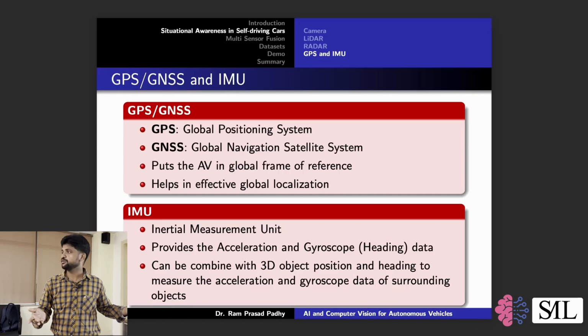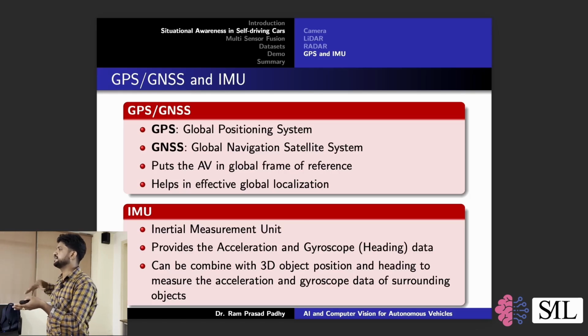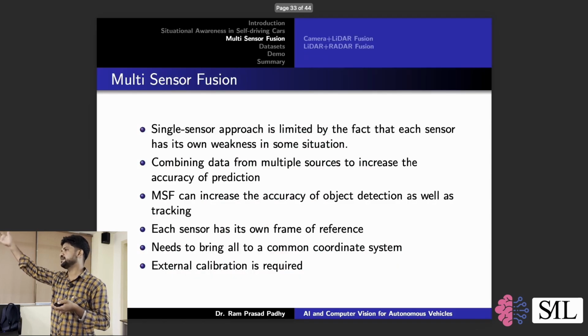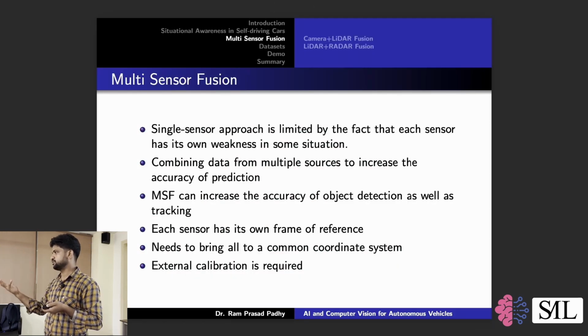The gyroscope also gives the heading of the vehicle with respect to its own frame of reference. If we know that, then we can also find out the gyroscope of other vehicles in the environment, because we have 3D object detection and we know the angle of the vehicles with respect to the autonomous vehicle that we are driving. Then we can find the gyroscope and acceleration information of other vehicles also.